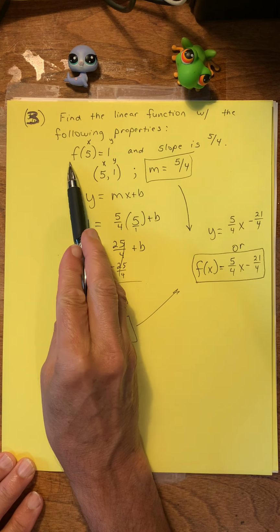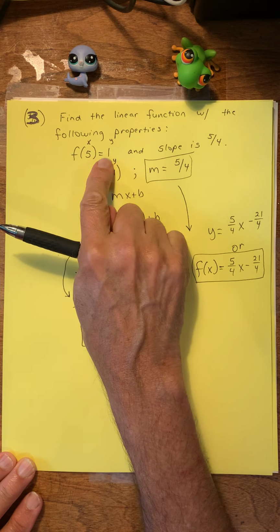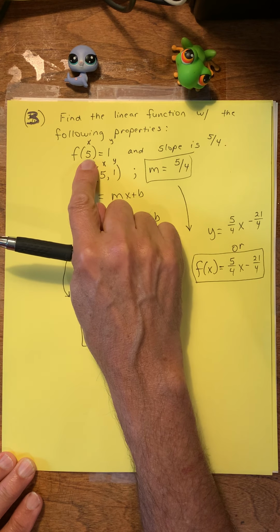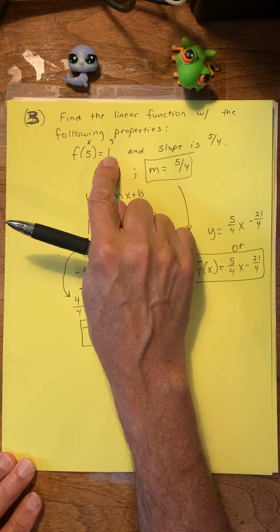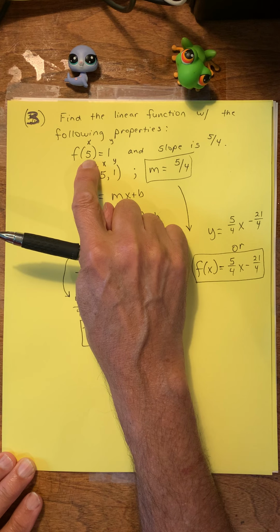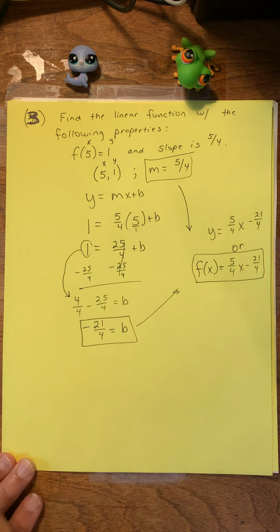Once again, f of something equals something else. That gives me an x and a y. As simple as that. The function evaluated at a particular x gives me a particular y. I know a point on this function, 5, 1. I know a slope. Fill in for y equals mx plus b and solve for b.